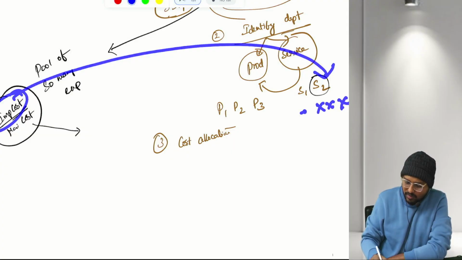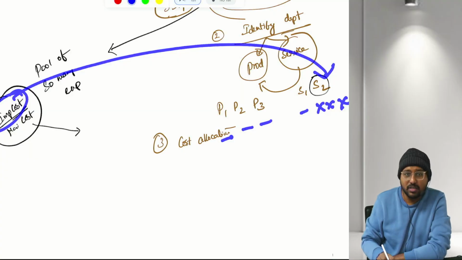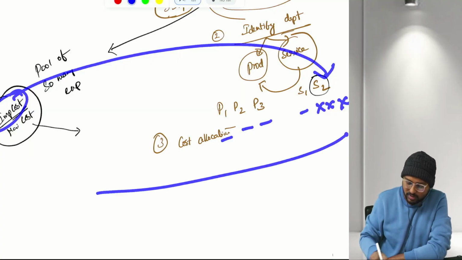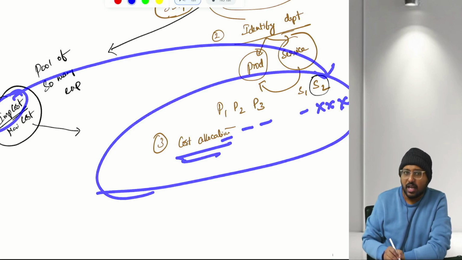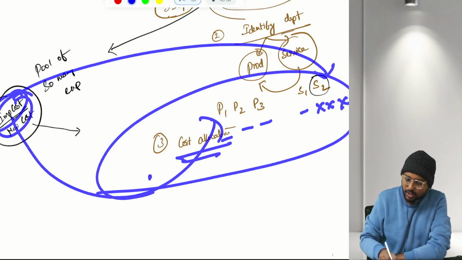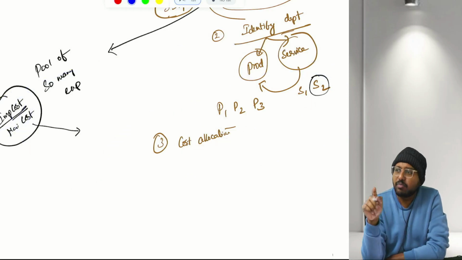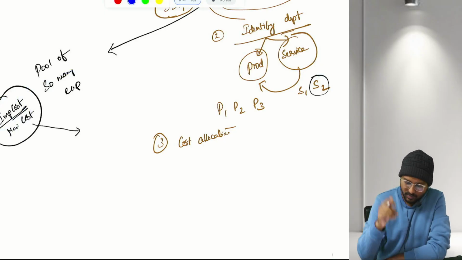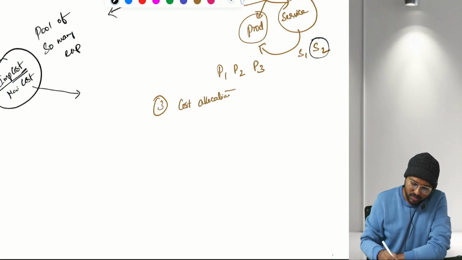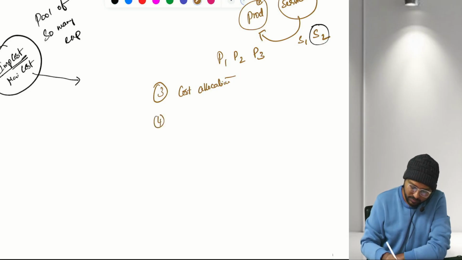That's all. We will not give anything to the other departments. You get the point? So this process we call allocation. Allocation means taking up a cost and giving it to only one department, whichever department is responsible for incurring that particular cost. Got it? Okay.